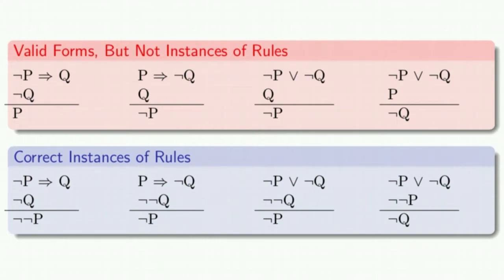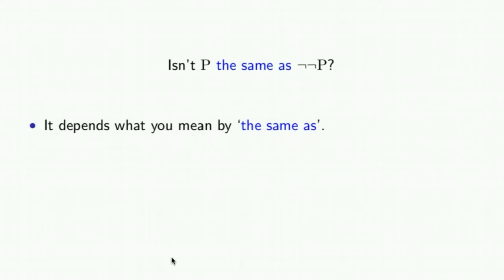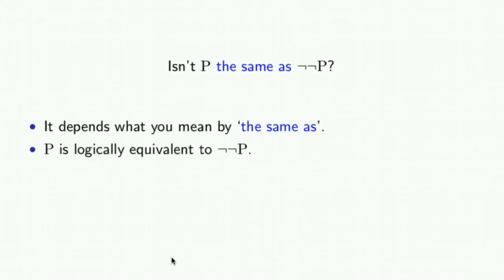Now, a common thing students often say at this point is, oh, this seems annoying. After all, take these first examples, the first red one and the first blue one, aren't these really the same? After all, isn't P and not P just the same thing? That is, you might think this is overly restrictive. Well, in one sense they are, in one sense they aren't. It depends what you mean by the same as.